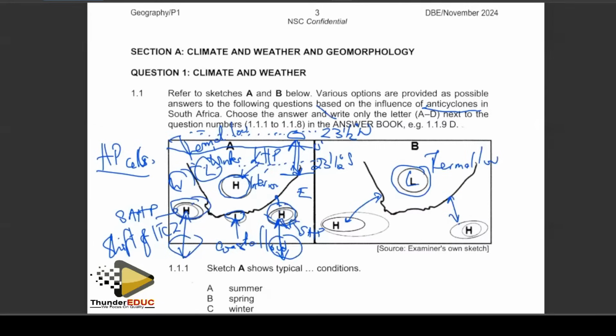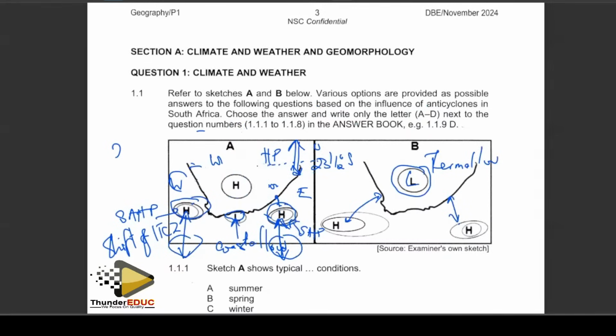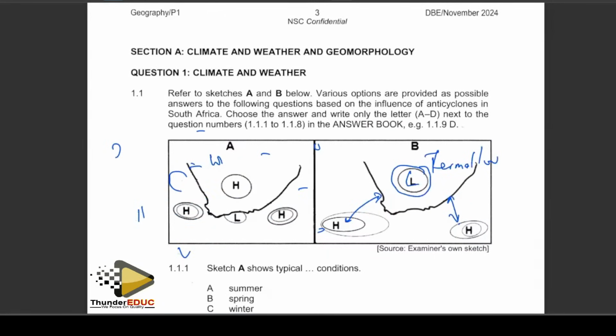Right. So what is most important is for us to go to the questions and be able to figure out the possible responses as fast as possible, so that we understand and justify why we are saying a particular answer is the most appropriate answer to a given question. Right. We want to move on and look at the first question, which is question number 1.11, the first question based on those anticyclones.